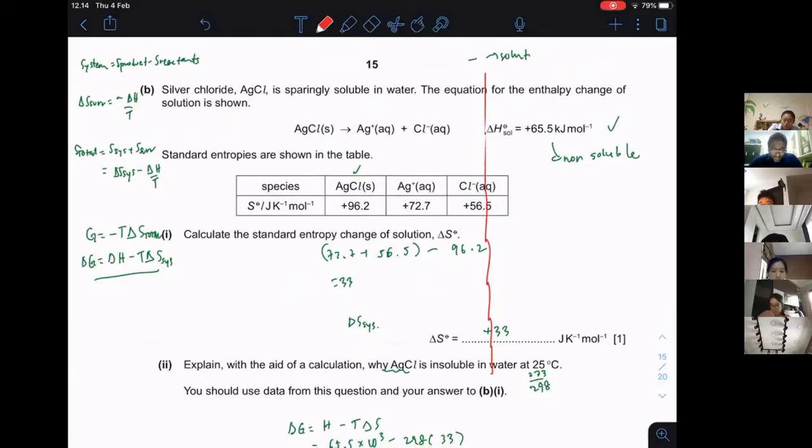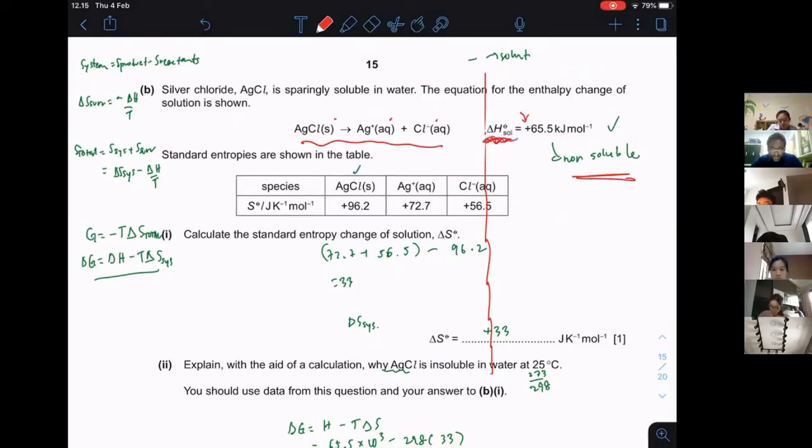Now, silver chloride is sparingly soluble in water. So you can see solid, aqueous, aqueous. The equation is given. Here they say enthalpy of solution. One thing that you need to remember when it comes to enthalpy of solution: if it is positive, it's non-soluble. If the enthalpy of solution is negative, then it's automatically soluble. This is very important. Now, the standard entropies are shown. Calculate the standard entropy of solution. So it means the standard entropy of this.